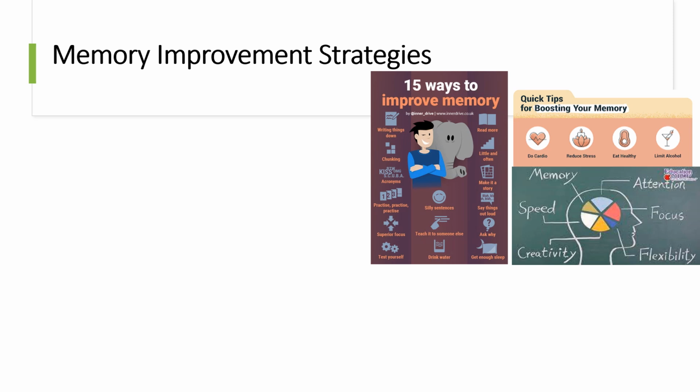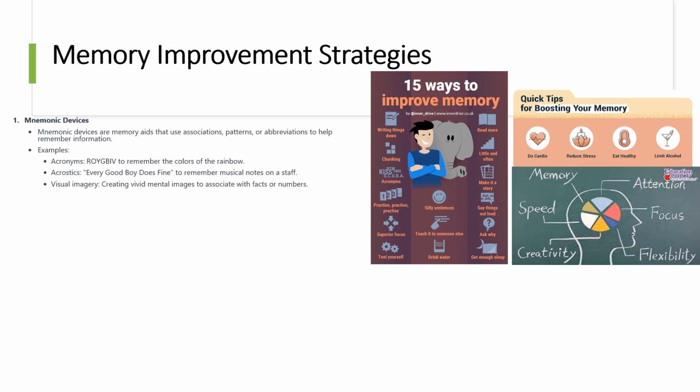Memory improvement strategies. Mnemonic devices. Mnemonic devices are memory aids that use associations, patterns, or abbreviations to help remember information. Example: acronyms, ROYGBIV to remember the colors of the rainbow. Acrostic: Every Good Boy Does Fine, to remember the music notes on a staff. Visual imagery: creating vivid mental images to associate with facts or numbers.